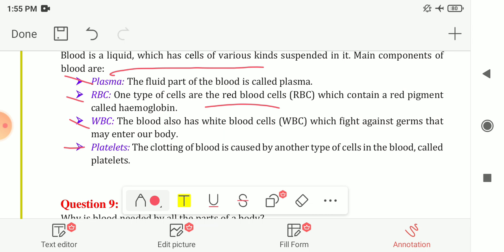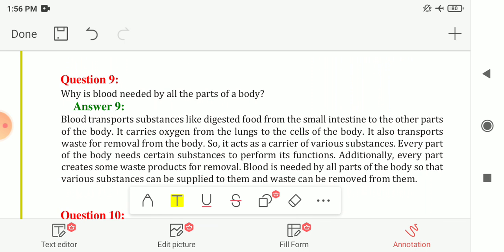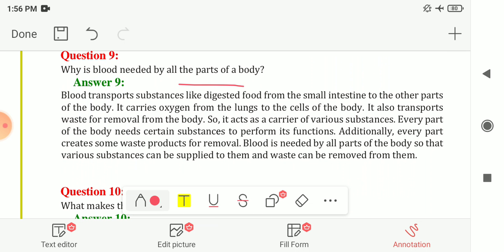And the last one is platelets. So the clotting of blood is caused by another type of cells in the blood, which are known as the platelets. The function of the platelets is to clot the blood. So these are the different components of the blood. Next question is question number 9. Why is blood needed by all the parts of the body?